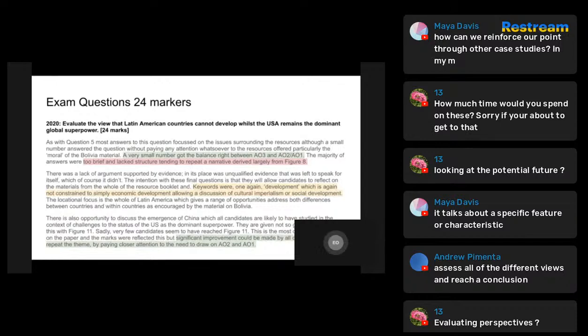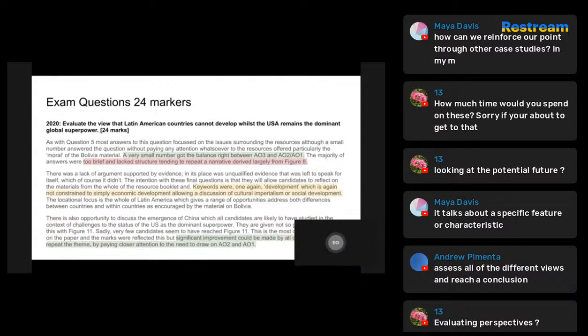Okay, so this 24 marker, we can see: evaluate the view that Latin American countries cannot develop whilst the USA remains dominant global superpower. 24 marks. Again, with the superpowers topic, a question similar to this could potentially come up in your exam this Friday. So here, a very small number got the balance right between AO3, AO2, and AO1.